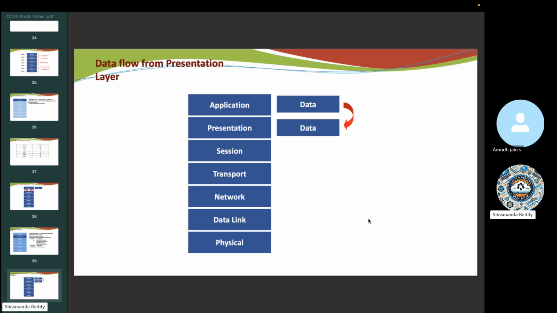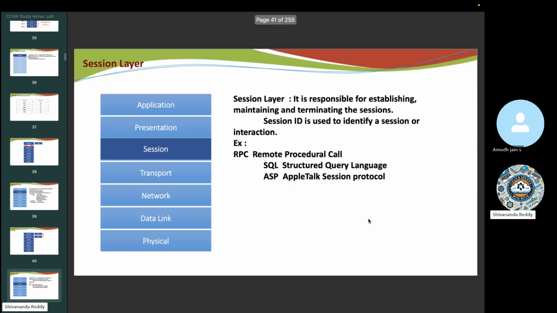Next, how will the data flow happen? From application to presentation, data will come. From presentation, data will go to session. The session layer is responsible for establishing, maintaining and terminating sessions. A session ID is used to identify a session or interaction. Examples: RPC, remote procedure call, SQL, structured query language, ASP, AppleTalk Session Protocol. These are the things used to make a session for interacting with other services. That's where the session layer comes into the picture.